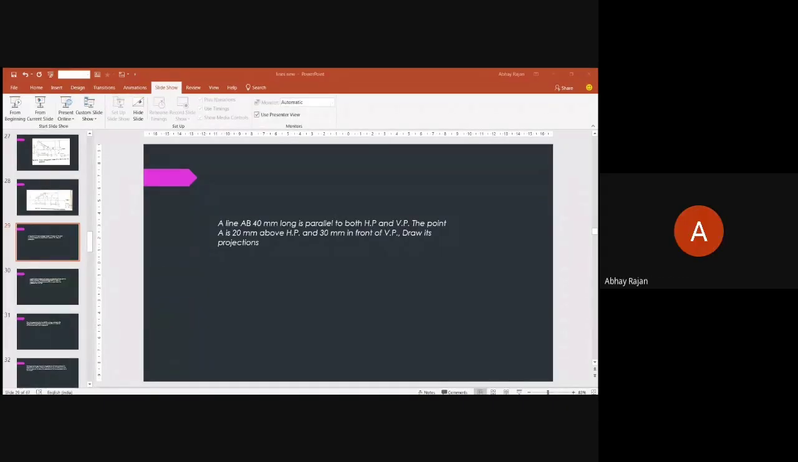Yes, sir. Okay, so a point is 30 mm below HP and 25 mm behind VP. The point Q is also situated at the same distance from HP and VP respectively. So the point Q is also at the same distance. If the projectors are 80 mm apart, draw the projections of the line. So this is mentioning that A is at some distance from HP and VP, and Q is also at some distance from HP and VP.